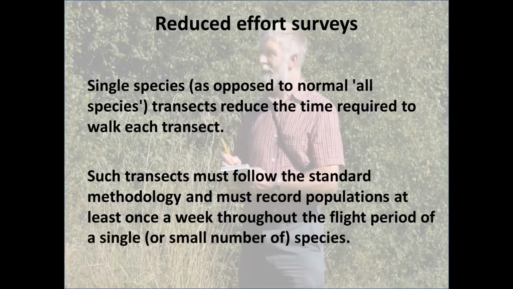Now, there are other types of surveys as well that we run. For instance, the reduced effort surveys, where you only look at a single species during the time that it's flying. So it's effectively the same as doing a transect, but instead of doing it all year, you just do it during the flight period of the species. So if you were really interested in, let's say, silver spotted skipper, you might go out and look for silver spotted skippers and record them assiduously several times a week, but for just a month. And then you get a lot of data about how the population changed over the month that it was flying.